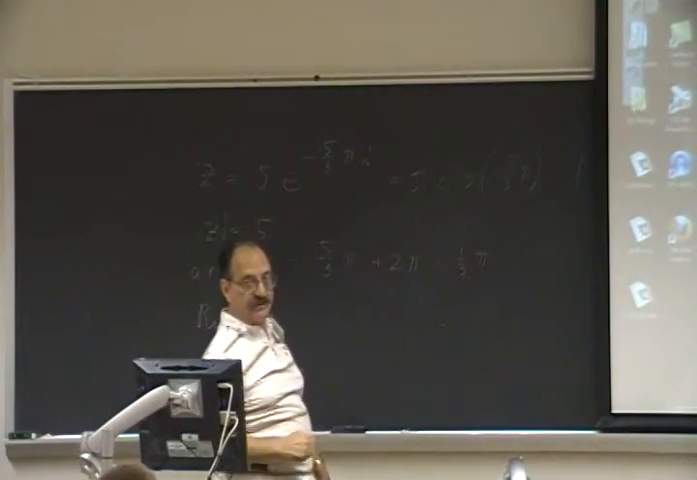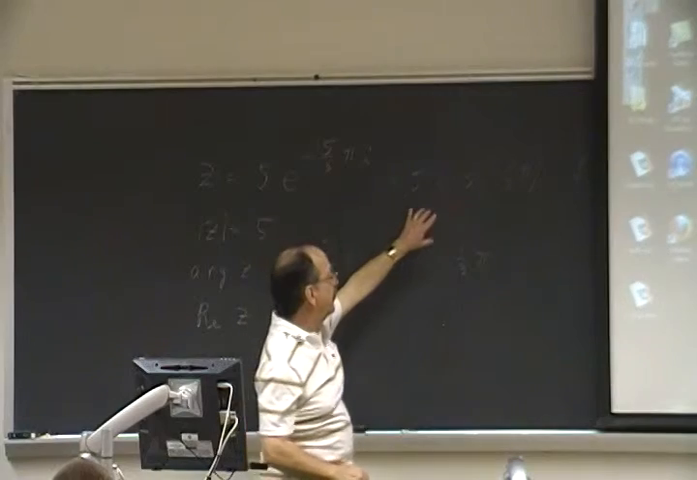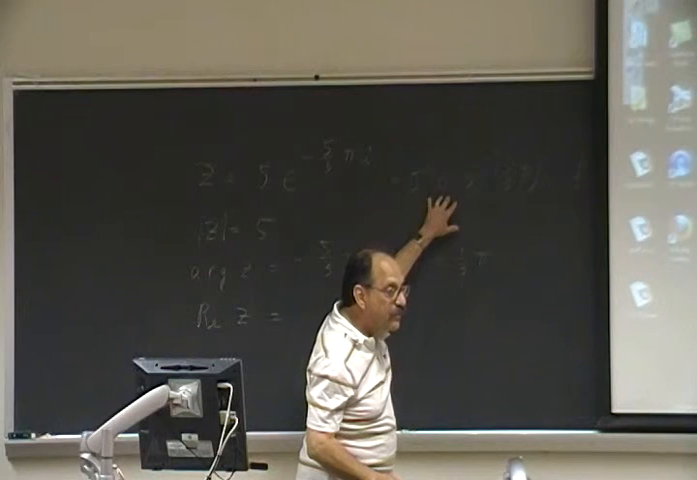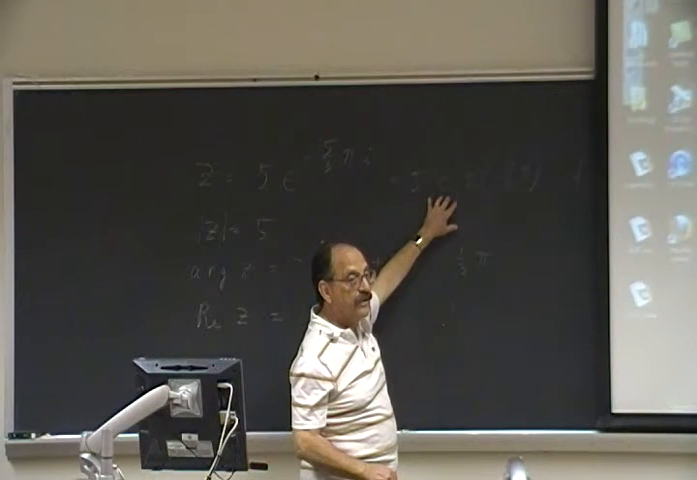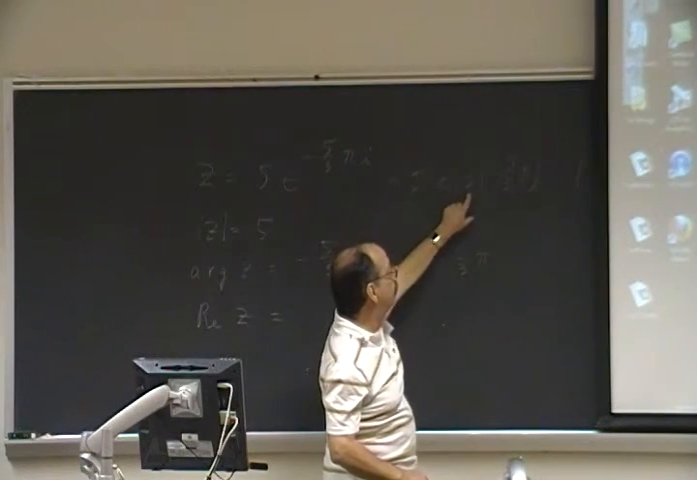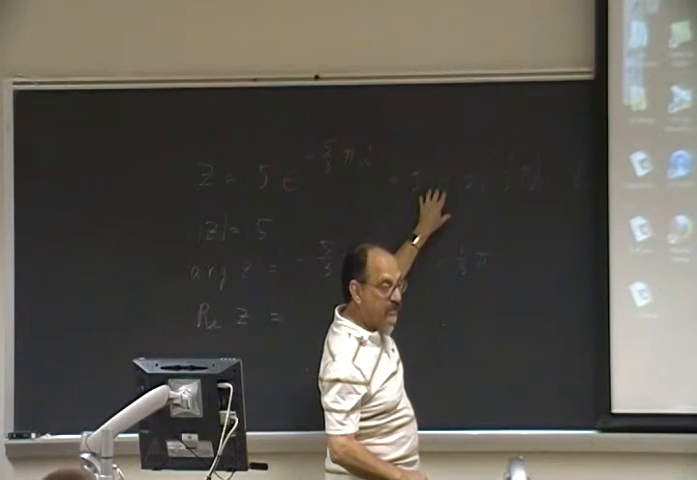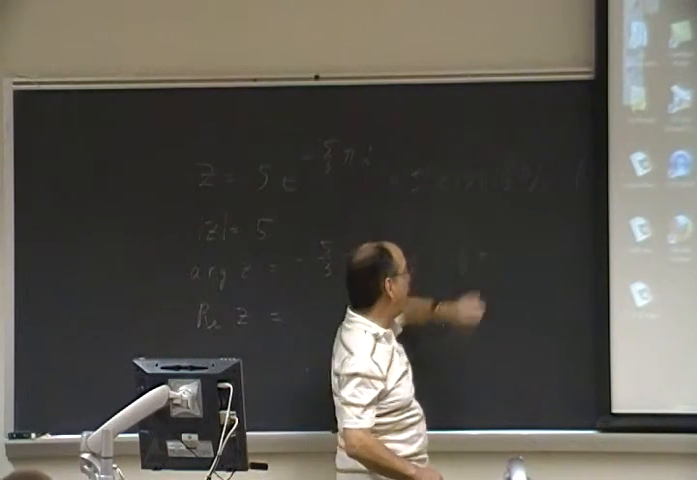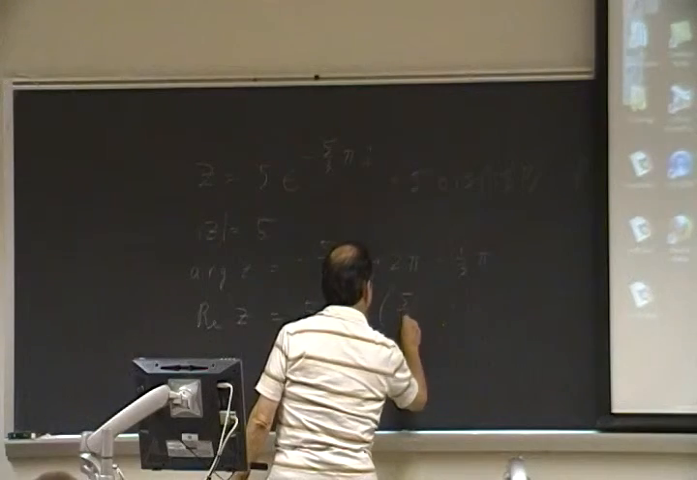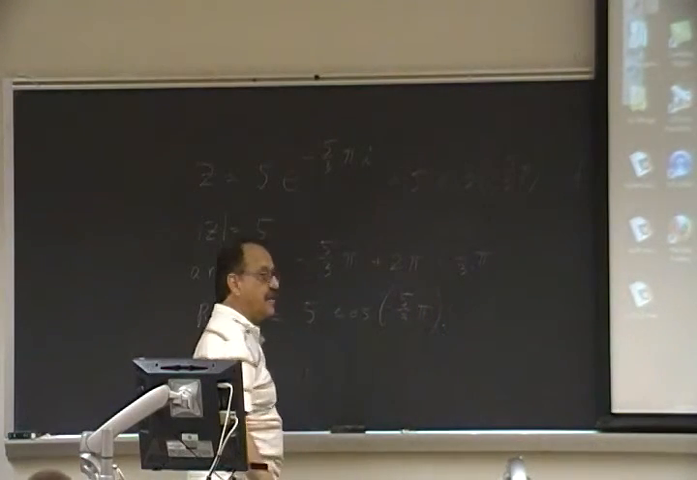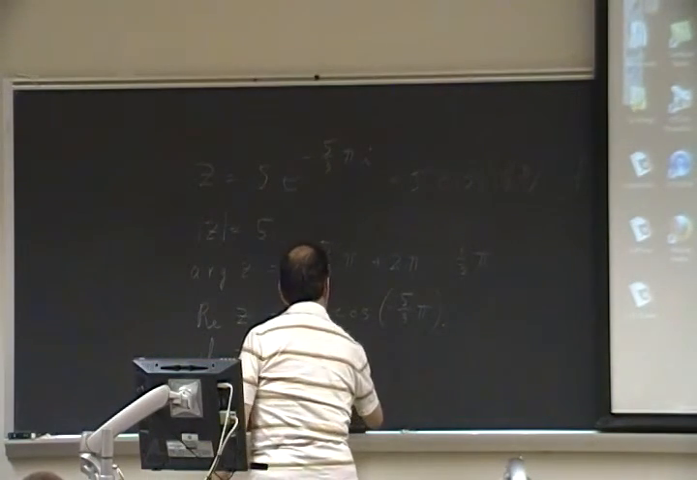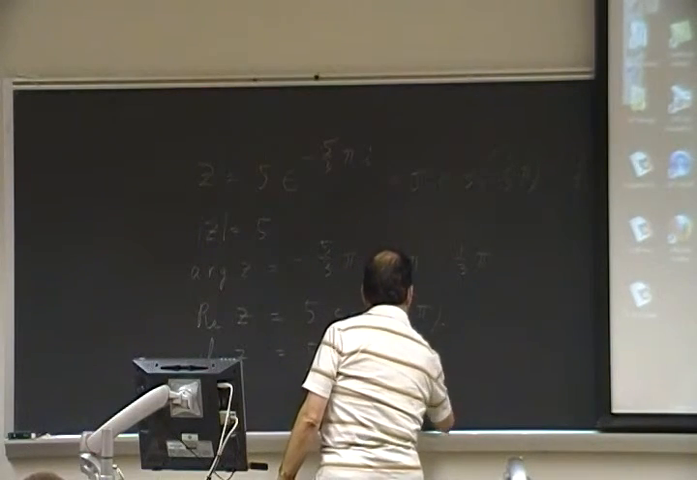Right? And so, what is the real part of this number? 5 cosine of this angle, because this is cosine plus i sine. Right? The real part is the cosine. The imaginary part is the sine. So the real part is 5 cosine of minus 5/3 pi, and if you want to work that out, you can. And the imaginary part of z is 5 sine of minus 5/3 pi.